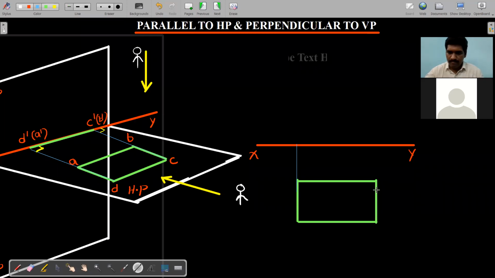1, 2. That's it. Okay. So now marking the points here. Okay. So A. This one is B. C. This one is D. Okay. So what is visible in the front view? Just a straight line is visible in the front view.